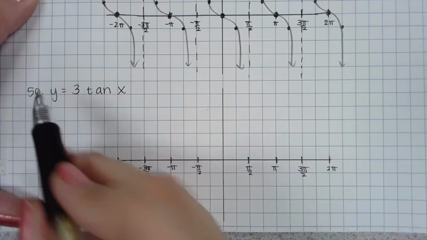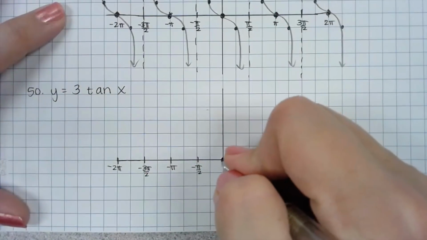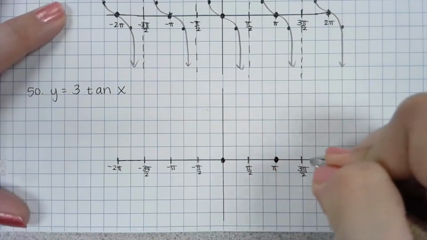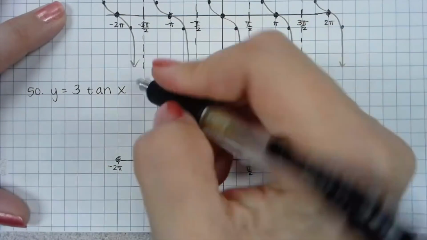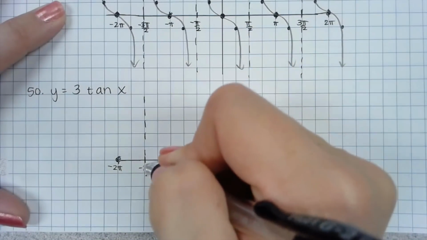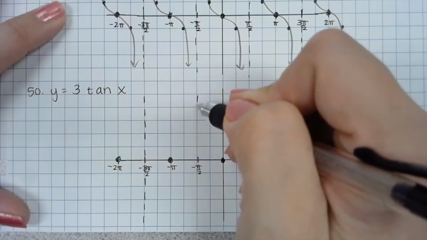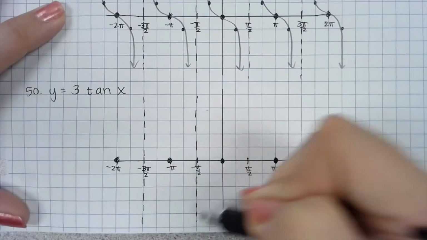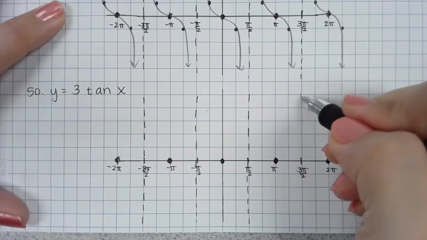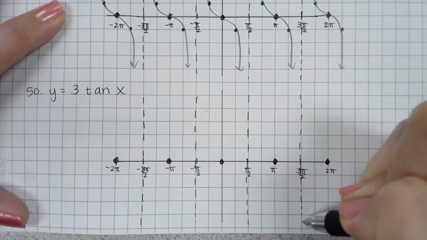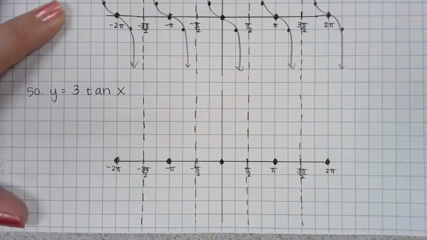And finally, last but not least, question number 50. This one has a 3 out front. So it's not causing a change in the period, so I can go ahead and put my zeros on the graph where I expect them to be. And I can go ahead and put my vertical asymptotes on the graph for tangent where I expect those to be. There we go.